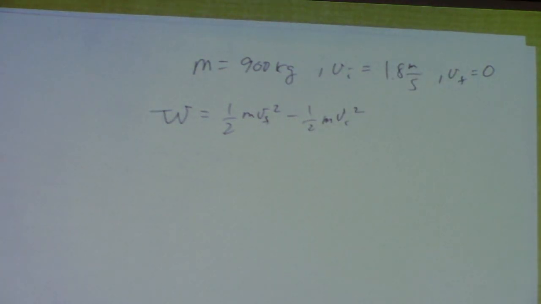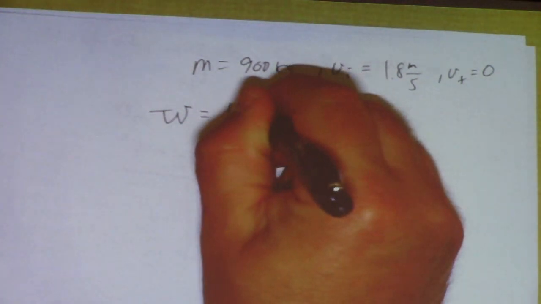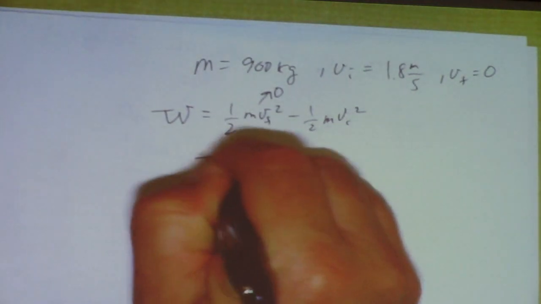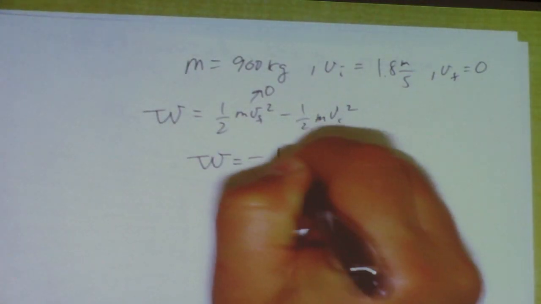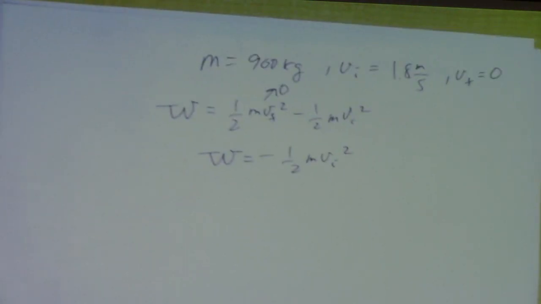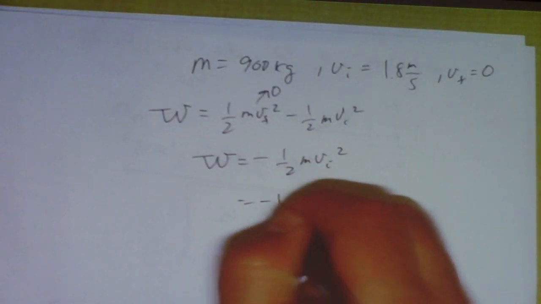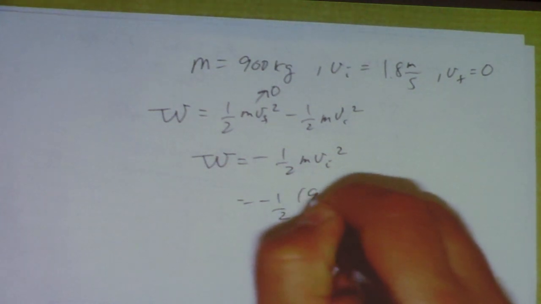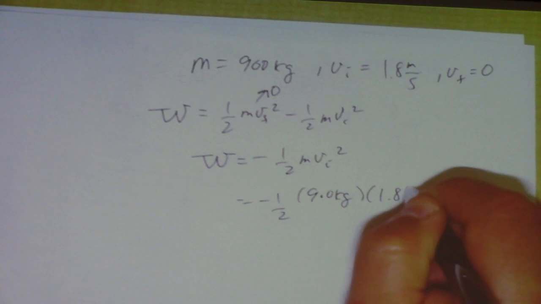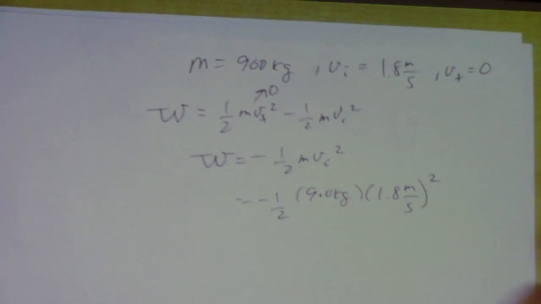So we looked at work in terms of force times displacement, but remember it's also equal to the change in kinetic energy, 1/2 mv final squared minus 1/2 mv initial squared. So the final speed is 0, so that actually goes away. Minus 1/2 mv initial squared. And there's the negative sign that we were expecting. So minus 1/2 times 900 kilograms times 1.8 meters per second. Don't forget to square it.